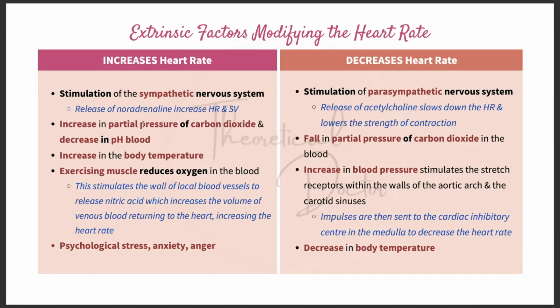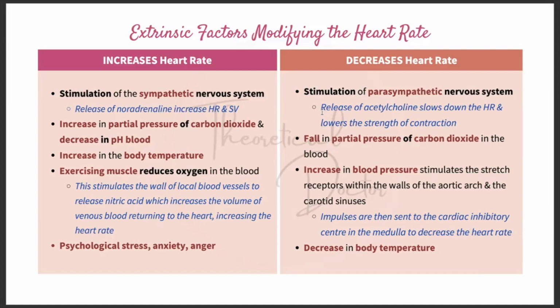If there is an increase in partial pressure of carbon dioxide and decrease in blood pH value, if there's an increase in the body temperature, or if the person is exercising, so exercising muscle reduces oxygen in the blood and will stimulate the wall of local blood vessels to release nitric oxide, which then increases the volume of venous blood returning to the heart and increases the heart rate. If there is psychological stress, anxiety, and anger, all of this will increase the heart rate.